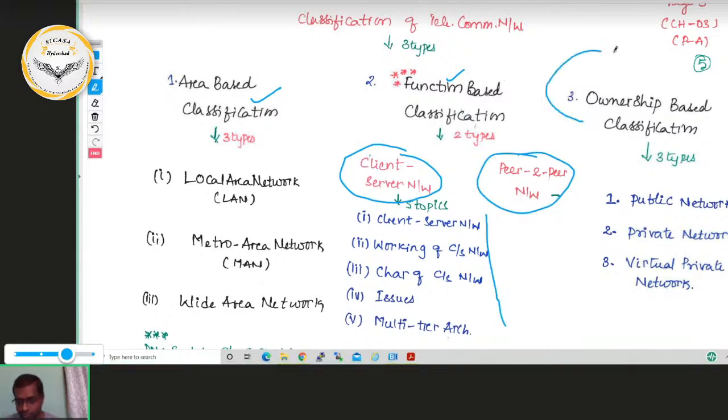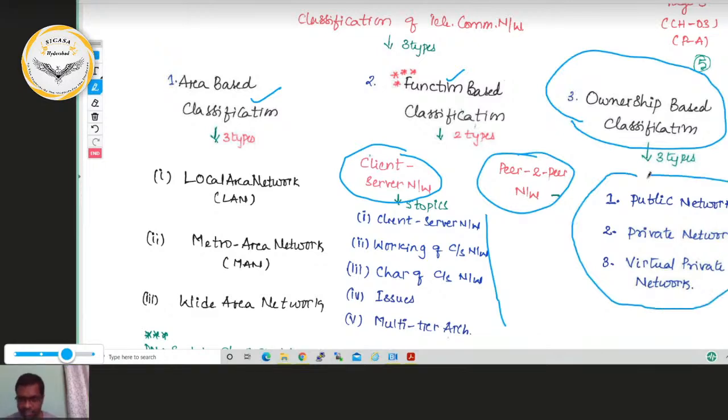Now let us move to the last one, ownership-based classification. This ownership-based classification is further divided into 3 types. First one is called a public network. Second is called a private network. Third one is called a virtual private network. So how many types do we have? Ownership-based classification is further divided into 3 types: public network, private network, and virtual private network.